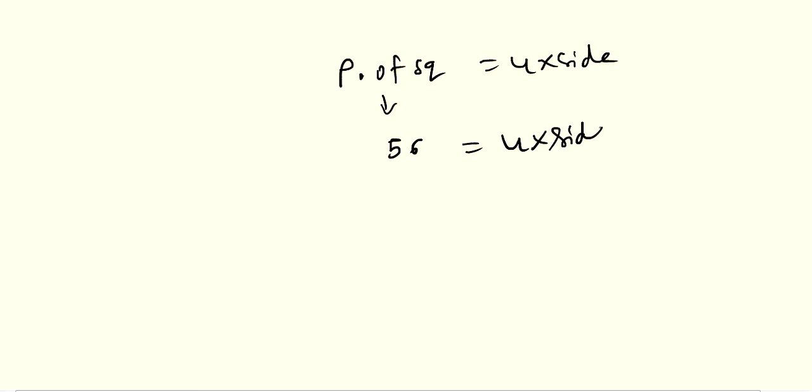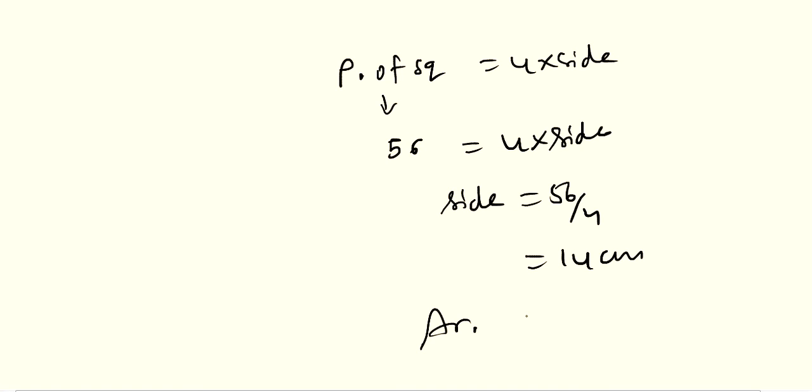Now question number 6. Find the area of a square whose perimeter is given. As you know, perimeter of square equals 4 into side. The perimeter of the square is given as 56, so 56 equals 4 into side. From there find the value of side. So 56 upon 4, the value of side is 14 centimeter. Now find area. Side into side means 14 into 14. So the answer is 196 centimeter square. This is your question number 6.